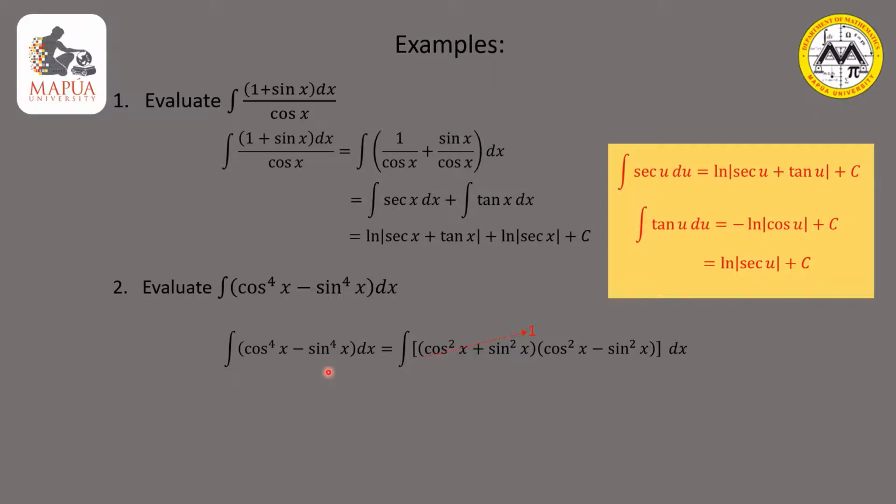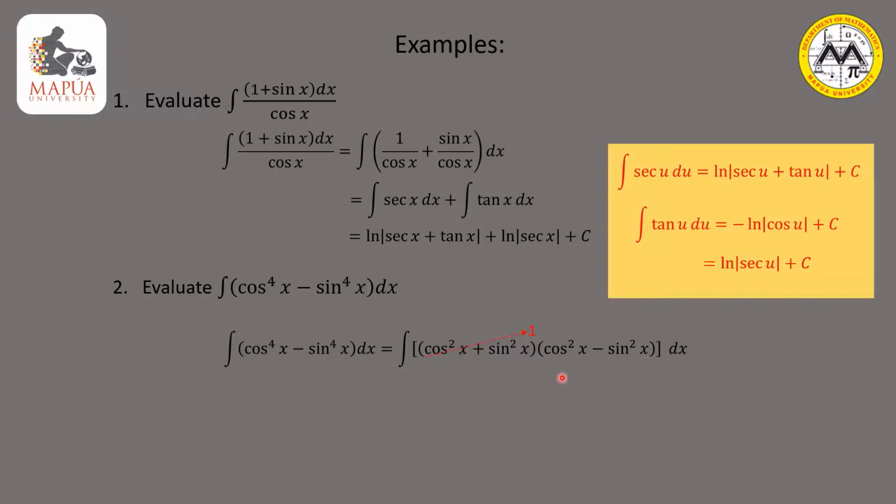So using now a special product technique, where we have a squared minus b squared will just be the product of a plus b with a minus b, then this particular difference we can now express as the product of the sum cosine squared x plus sine squared x and cosine squared x minus sine squared x.